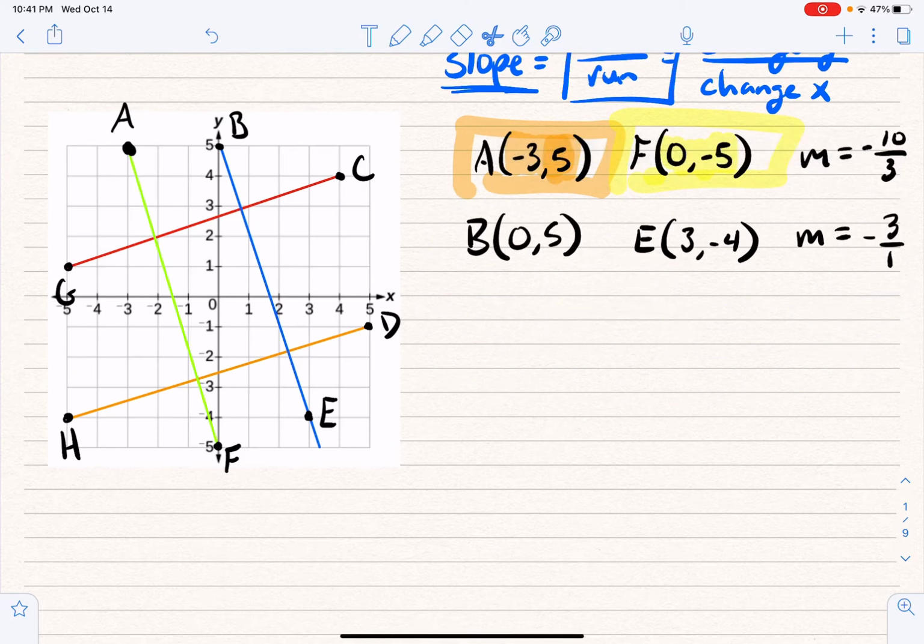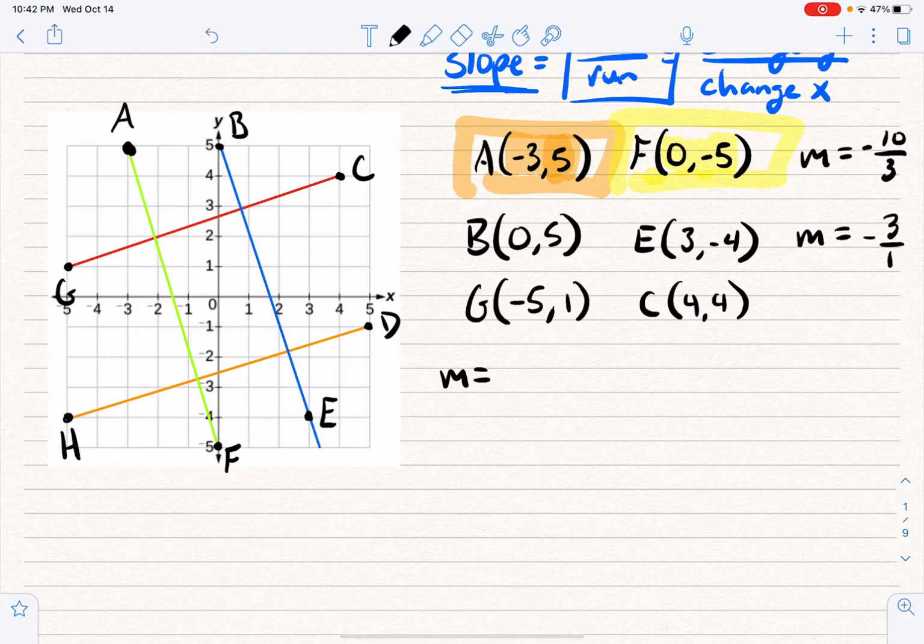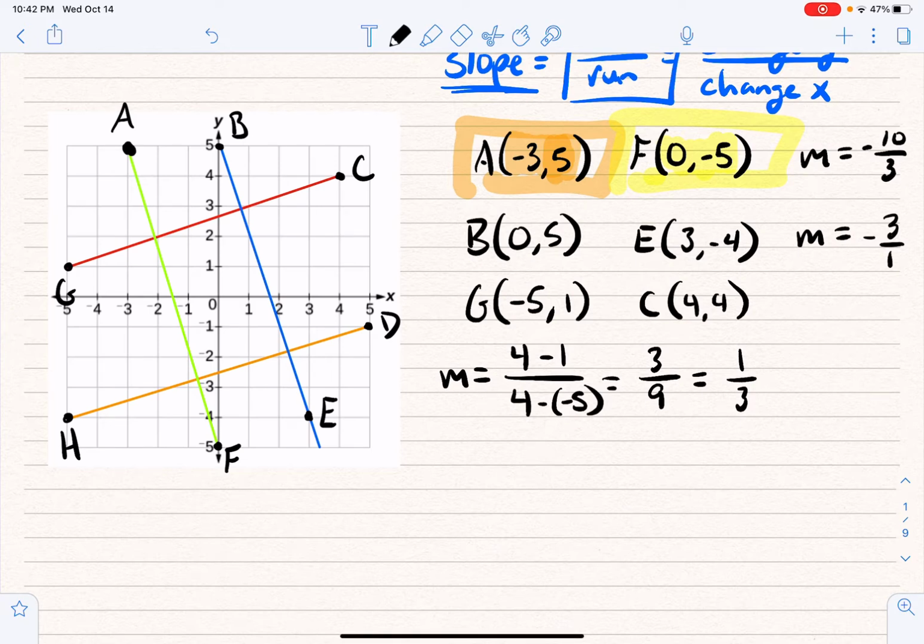All right, now let's look at the slope of the other two. I'm going to find the slope of GC. G is at (-5, 1), and C is at (4, 4). Slope is always the difference of the y's over the difference of the x's. Remember, y's always go up top, and it's the difference, so it's always subtraction. So I'm going to say 4 minus 1 over 4 minus a negative 5. 4 minus 1 is 3. 4 minus a negative 5 is like 4 plus 5, so it's 9. That would reduce to 1/3. So the slope of GC is 1/3.